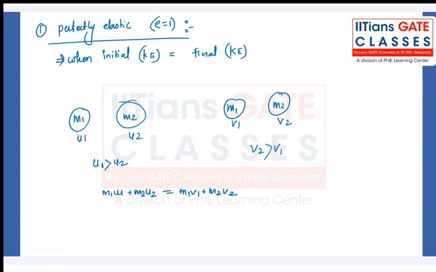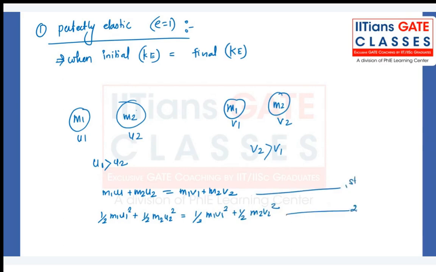Okay. Same about the kinetic energy. 1/2 m1 u1 square plus 1/2 m2 u2 square is equal to 1/2 m1 v1 square plus 1/2 m2 v2 square. Okay. So you can call it as a first order equation, and this is a second order equation.